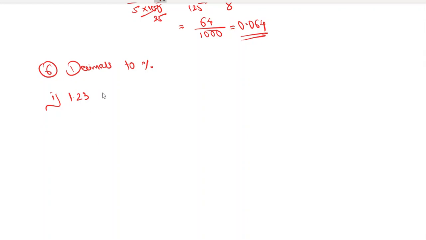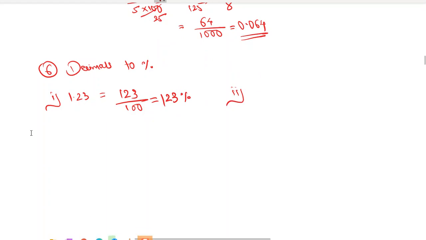So write 1.23 in fractional form, 123 upon 100. Okay, so this is basically a fraction. How do you convert it into percentage? If you want to convert it into percentage, then you further divide it by 100. But this is already divided by 100, so no need to do that. So this can be directly expressed as 123%, right?